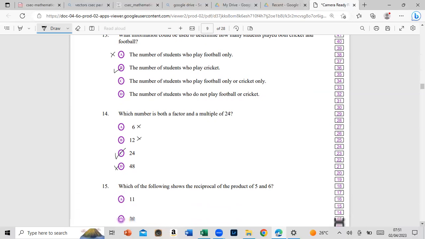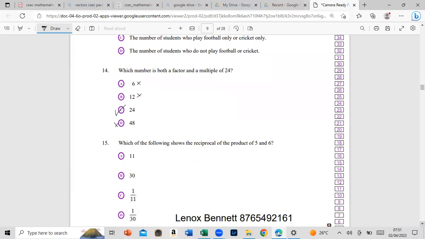Alright. Which of the following shows a reciprocal of the product of 5 and 6? So let us find the product first. Somebody type it in the comment section. What does the word product mean?